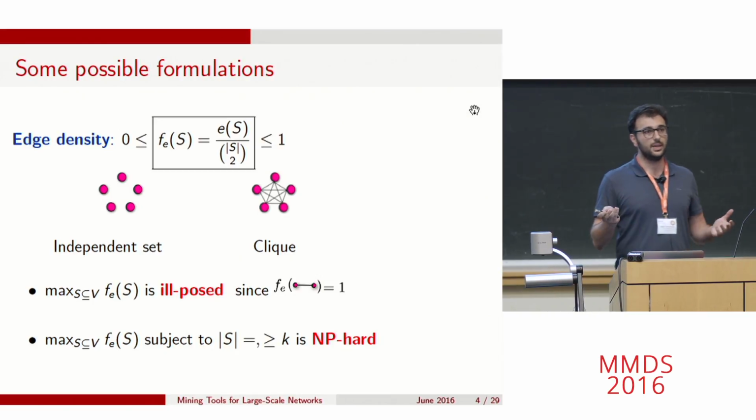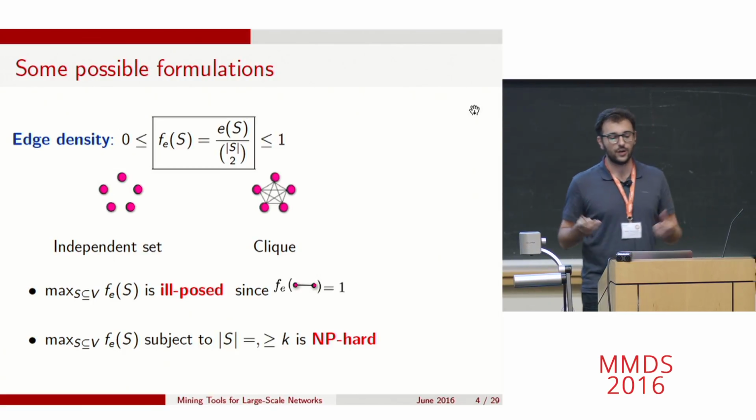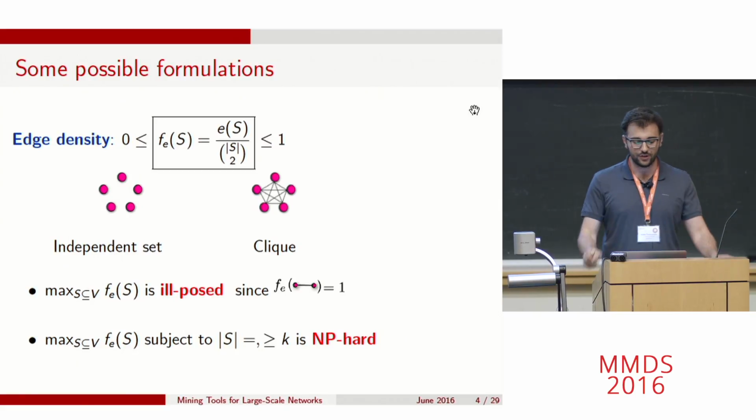It's 0 if it's an independent set. It's 1 if it's a clique. So you may ask, why don't we try to optimize this notion of edge density?